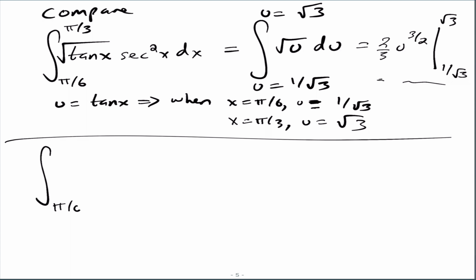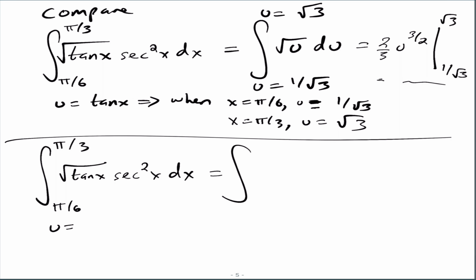And what would that look like? So the same exact integral, but this time you do u is the square root of tangent x. So what would the limits of integration be that time? Well, now it's going to be 1 over the 4th root of 3, right? Because it's the square root of the square root of 3, which is the fourth root of 3. And then this one would be the fourth root of 3.